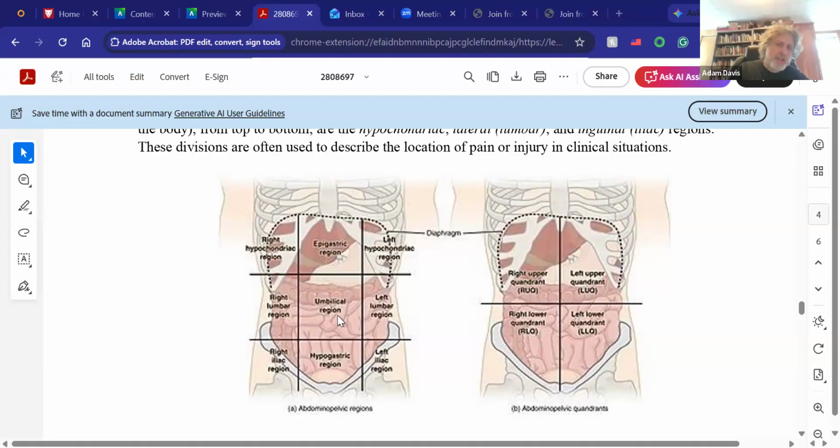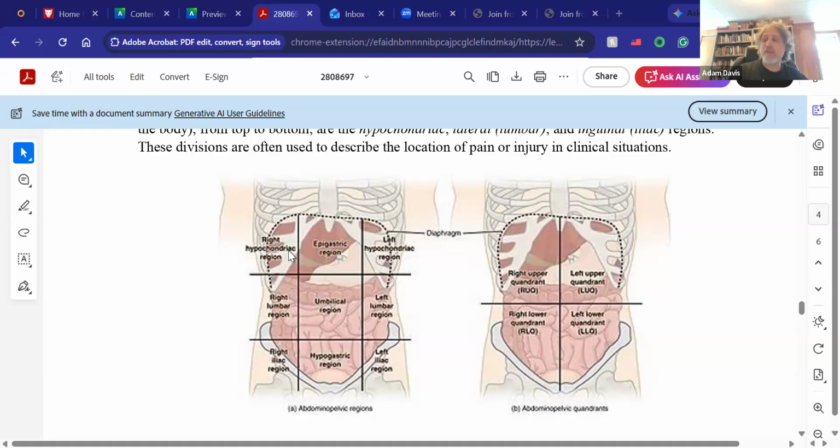A more precise mapping for locating specific organs and for localizing pain and injuries and so forth for surgery and pathology and so forth is to divide it into this 9-square grid, like a hashtag, where we can go across the top and we can have the right hypochondriac region, the epigastric region, and the left hypochondriac region. And let's talk about those terms for a minute.